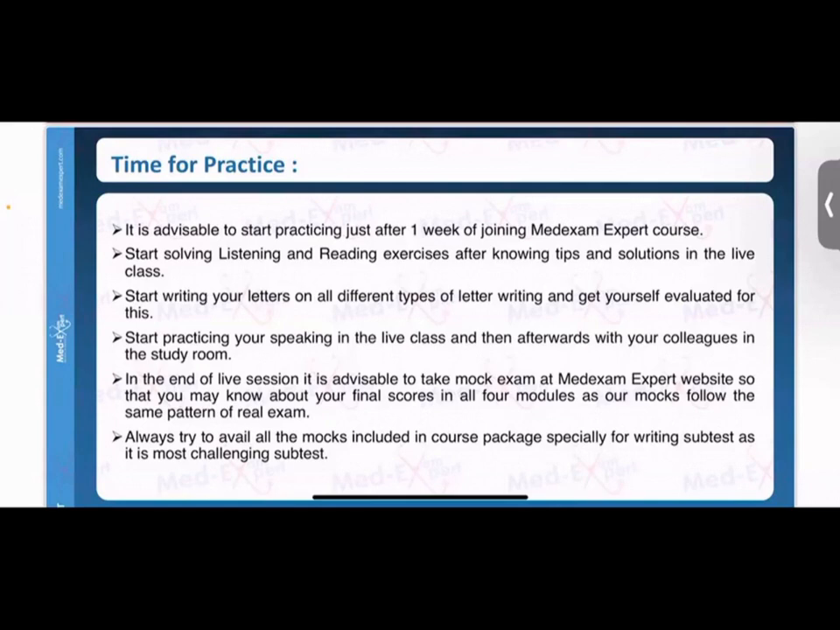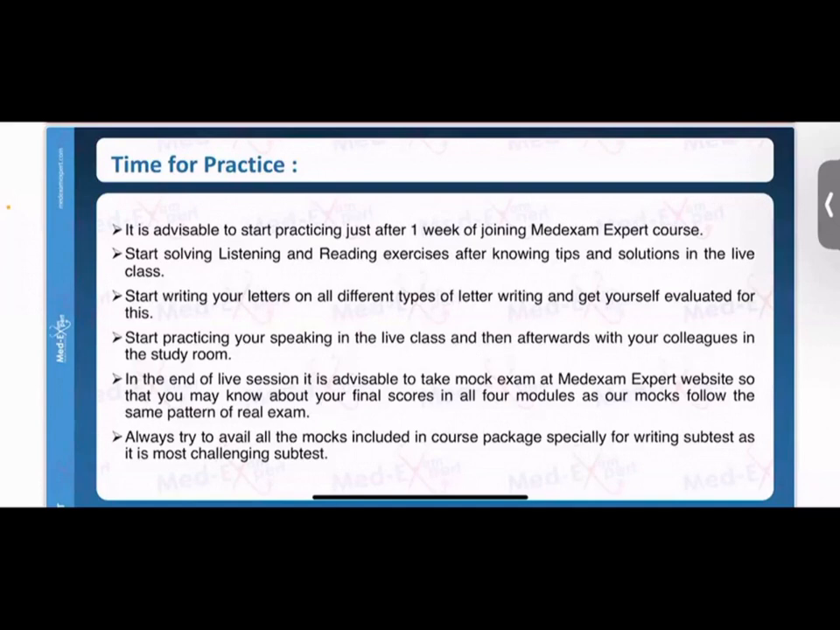So, I would say that if you are a course student, please start solving your listening and reading exercises just after taking your session number 1. Start writing your letters on all different types of letter writing and get yourself evaluated for this.